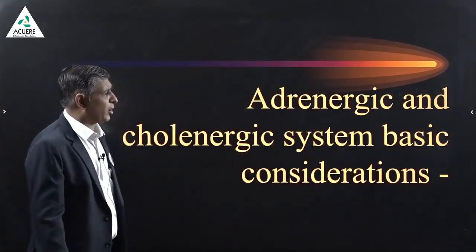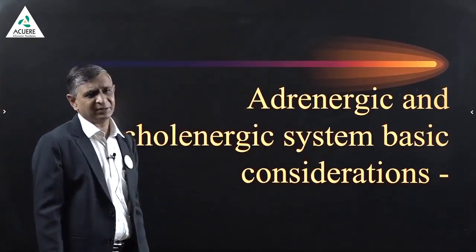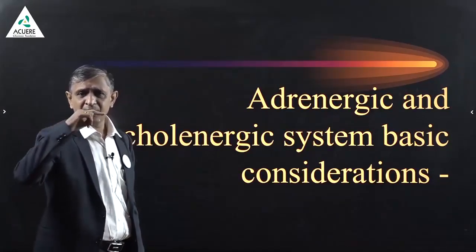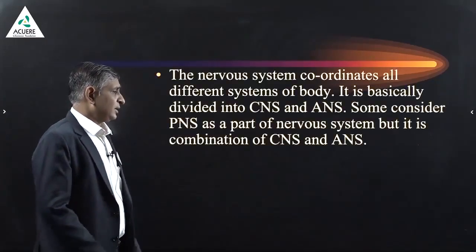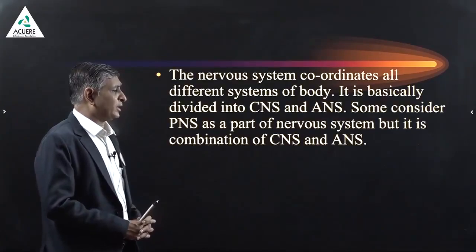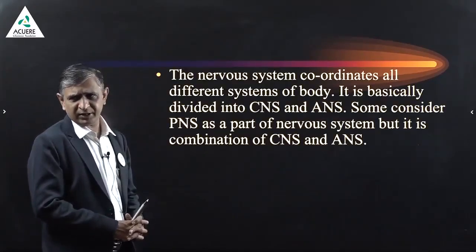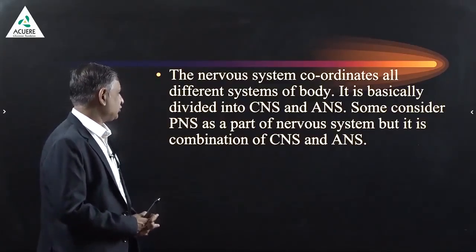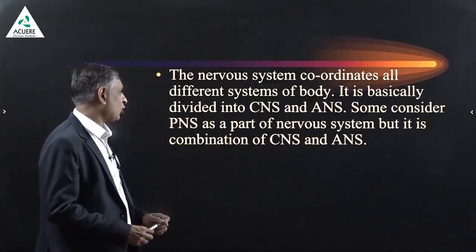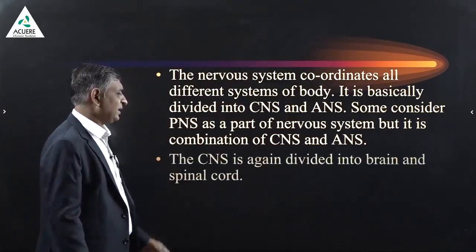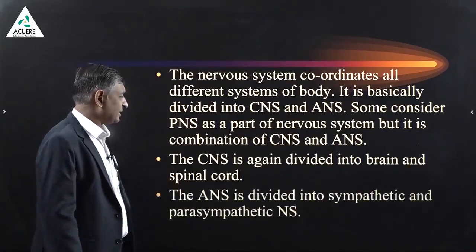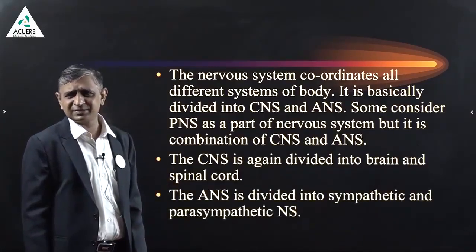Now, I am going to tell you about the adrenergic and cholinergic nervous system, some basic considerations, about which I already made a comment. Let us see. The nervous system coordinates all the different systems of the body. Do you agree with me? Yes. It is principally divided into CNS and PNS. Some consider the PNS as a part of the nervous system, but it is the combination of CNS plus PNS. The CNS can again be divided into brain and spinal cord, whereas the autonomic nervous system is divided into sympathetic and parasympathetic nervous system.